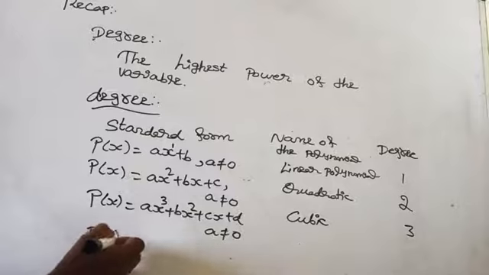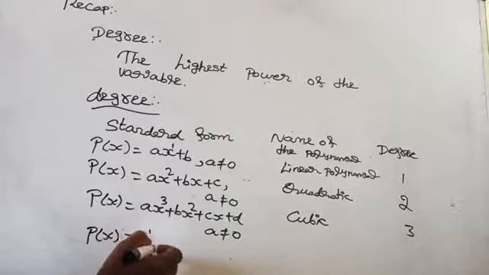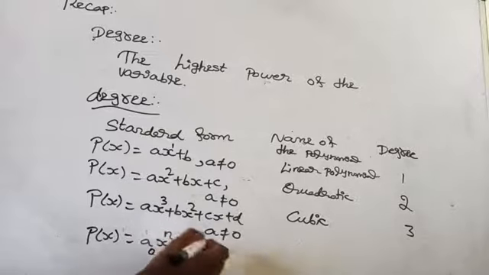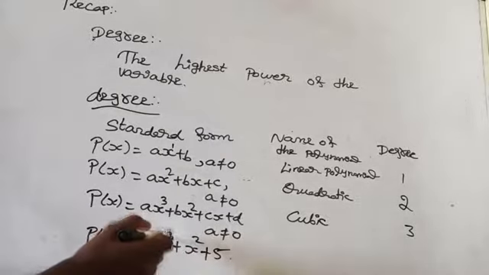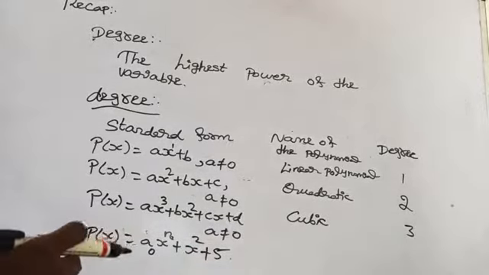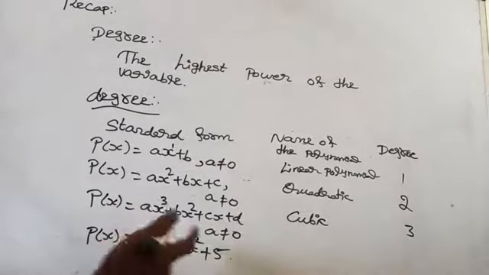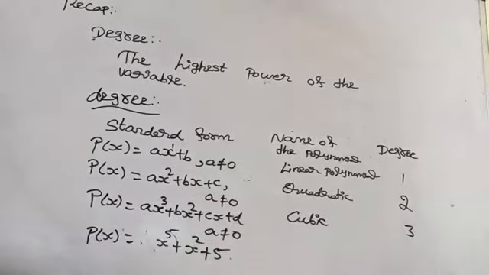So P of x is equal to a_n x to the power n plus ... plus a_0, something like x square plus 5. So what is the degree of the polynomial? The degree of the polynomial is n here. Suppose it is x power 5 plus x square plus 5. So it is called a 5 degree polynomial. The degree of the polynomial is 5 here. And then after that, we can classify the polynomial based on terms.